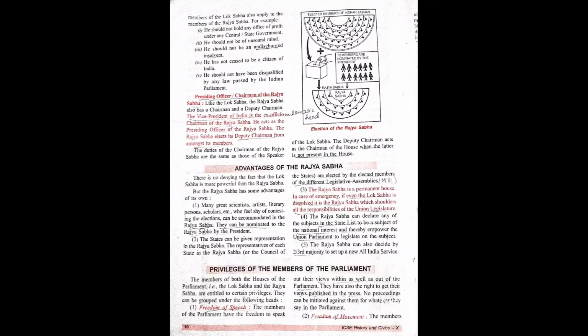The states can be given representation in the Rajya Sabha. The representatives of each state in the Rajya Sabha, or the Council of State, are elected by the elected members of different legislative assemblies. So here you must keep in mind that the Rajya Sabha is also known as Council of State. So whenever a question comes and the question has the words Council of State in place of Rajya Sabha, don't be confused and write the same answer which you would write in the case of Rajya Sabha.